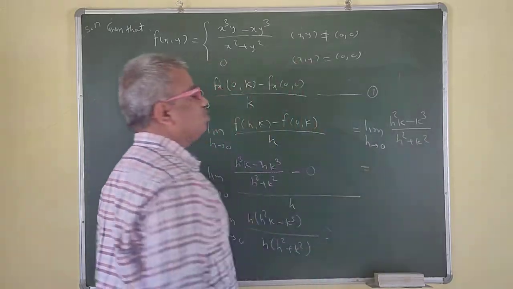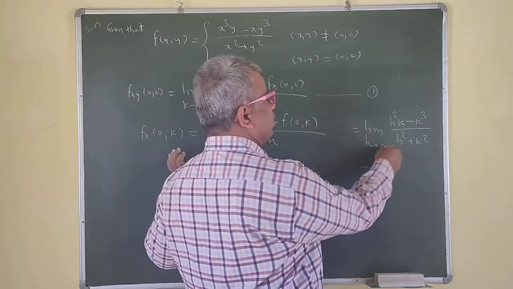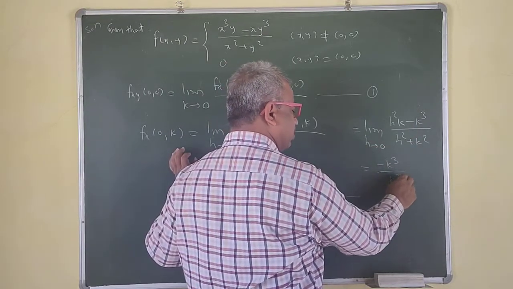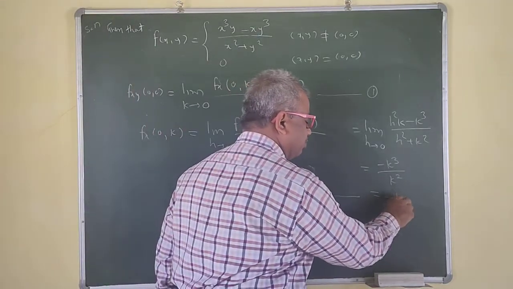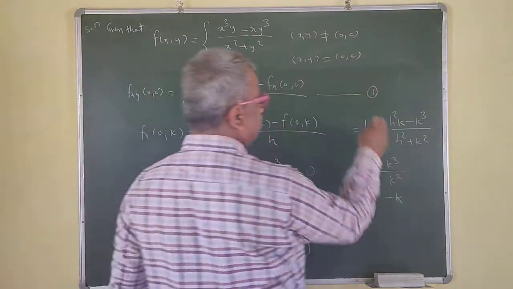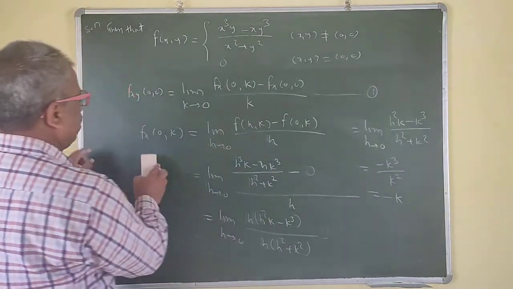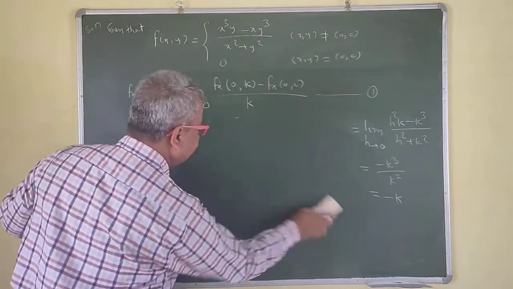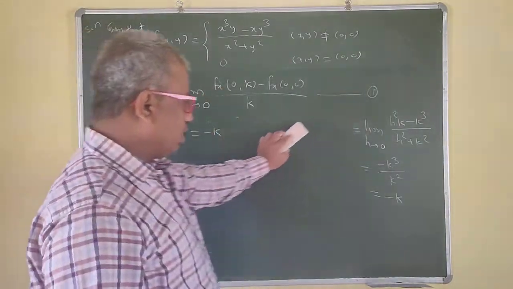Now see, this is not a 0 by 0 form. We can put h equal to 0 here. So what do we get then? If you put h equal to 0, we get minus k cube upon k square. Right? So this is minus k. So fx(0,k) here we write: fx(0,k) is equal to minus k. We will put it in 1 later.